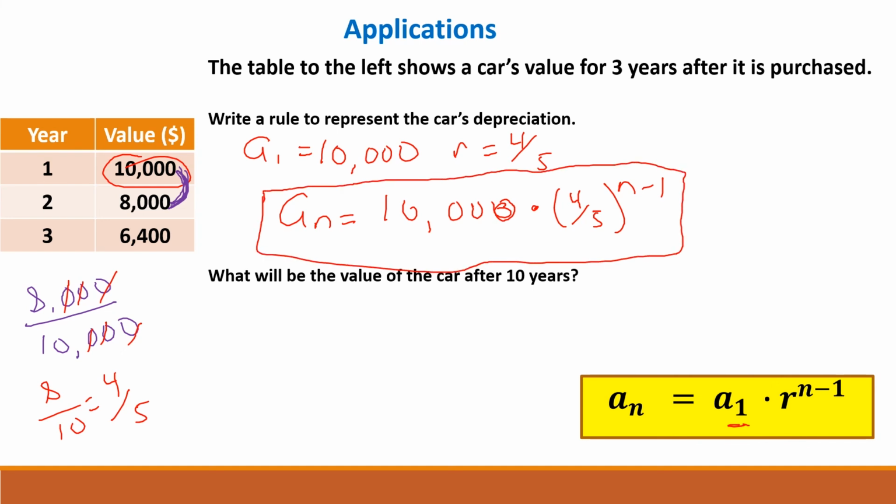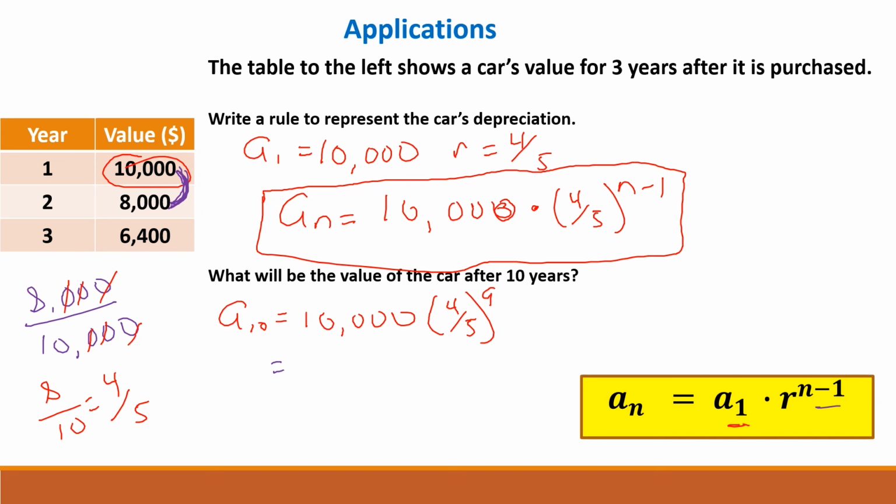That is my box. Now it says, what would be the value of the car after 10 years? And so I simply plug in 10 for n. So a sub 10 is equal to 10,000 times 4/5. So n minus 1, that is 10 minus 1. I'm going to go ahead and put 9 because 10 minus 1 is 9 if I plug it in to my formula. And then multiplying. So again, order of operations. I want to do 4/5 raised to the 9th power.